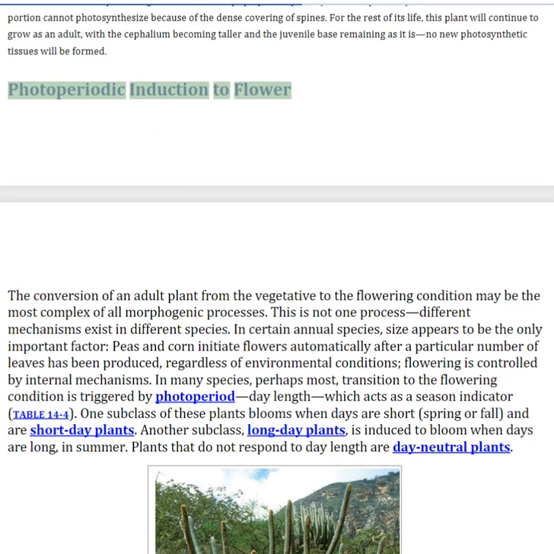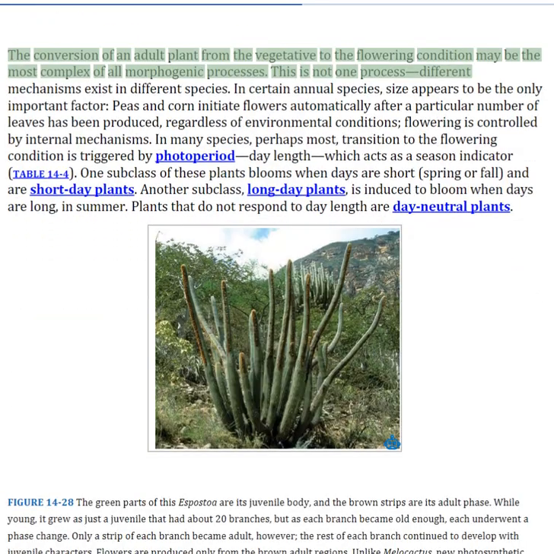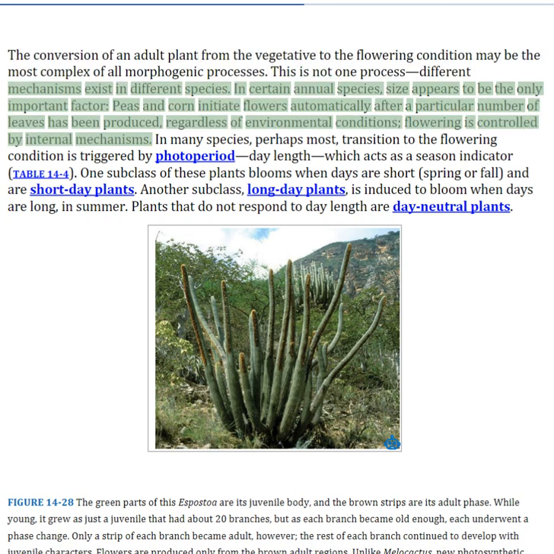Photoperiodic induction to flower. The conversion of an adult plant from the vegetative to the flowering condition may be the most complex of all morphogenic processes. This is not one process; different mechanisms exist in different species. In certain annual species, size appears to be the only important factor. Peas and corn initiate flowers automatically after a particular number of leaves has been produced, regardless of environmental conditions. Flowering is controlled by internal mechanisms.